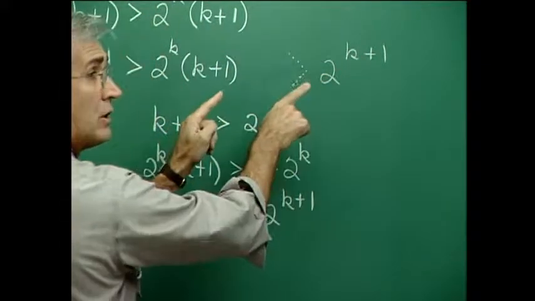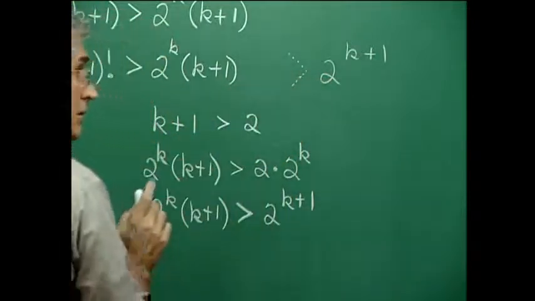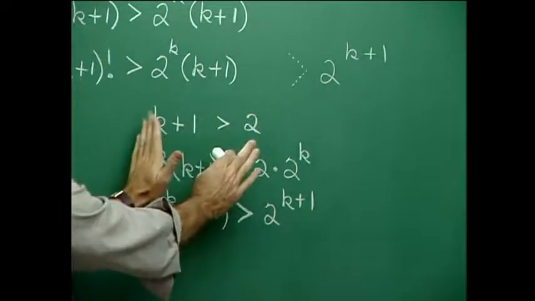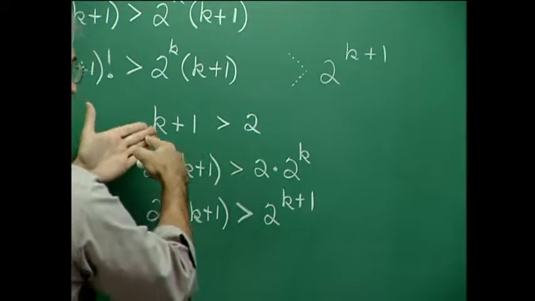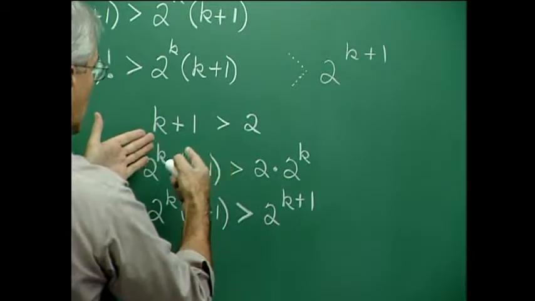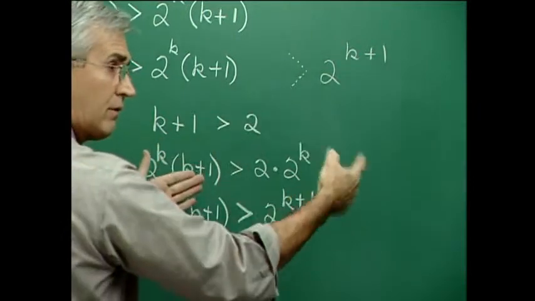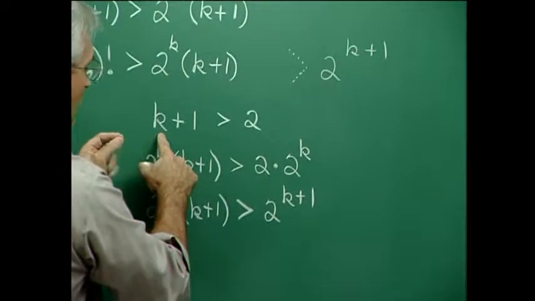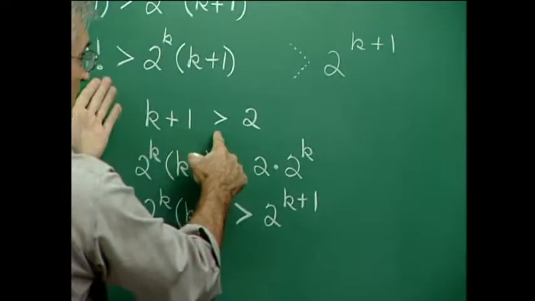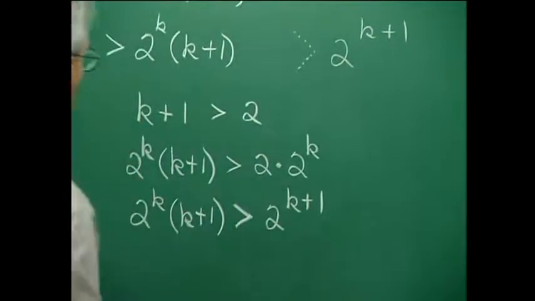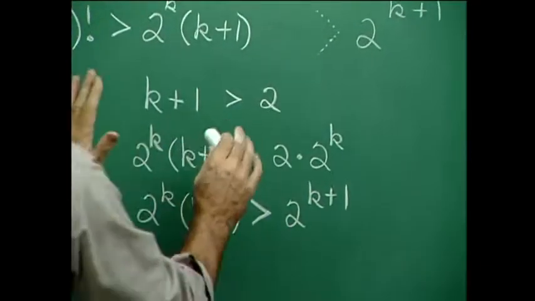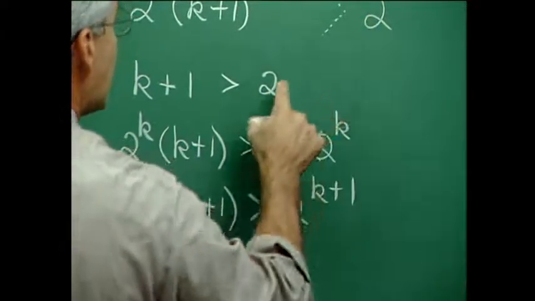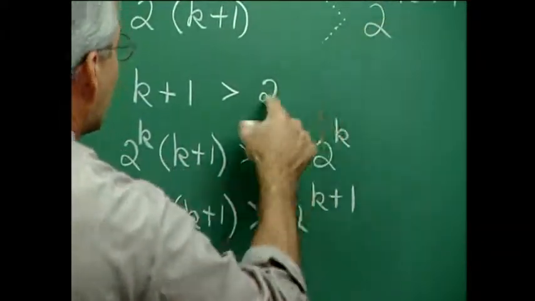In order to get to that point, I can say this certainly is true because the n in the conjecture was that n is greater than or equal to 4. So k is greater than or equal to 4, and therefore k plus 1 is certainly greater than 2. So that has to be true. And now I'm noticing, gee, I need a lot more factors of 2 over here to get to that kind of form.